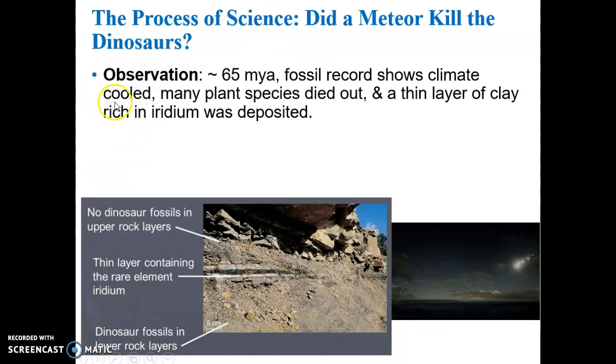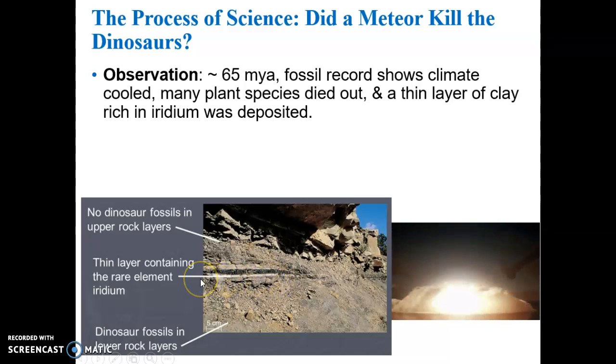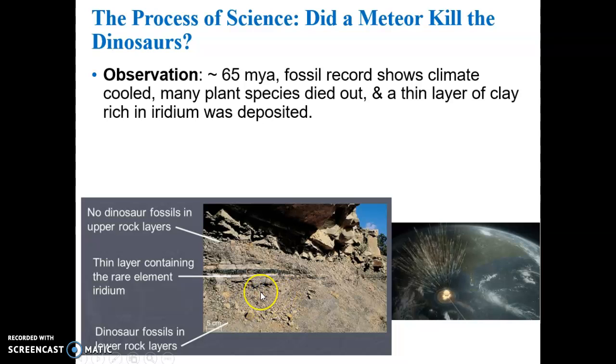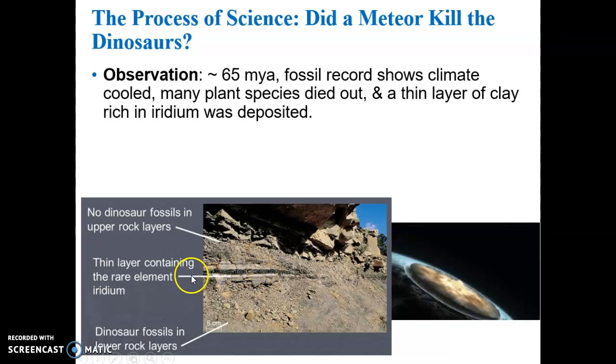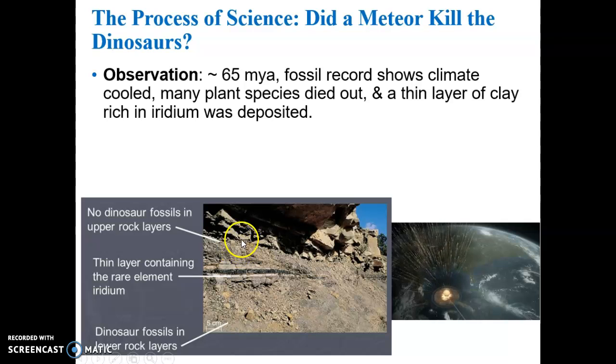So, observation: about 65 million years ago, the fossil record shows that the climate cooled, many plant and animal species died out, and then there was a thin layer of clay that was rich in a rare element called iridium. Below the iridium layer, older, beyond 65 million years ago in the fossil record, many dinosaur fossils were found. Above the iridium layer, which means newer, after 65 million years ago, no dinosaur fossils are found in the upper layers of rock. Dinosaurs went extinct right about this boundary line, 65 million years ago.